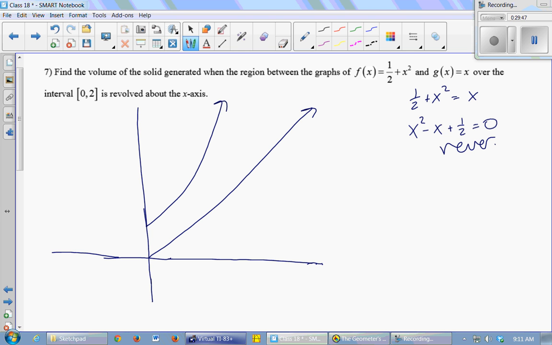Okay, so now I'm going to look from 0 to 2, the region between these two graphs. So 0, here's 2. So this is my region that I'm going to rotate about the x-axis. What are my cross sections going to look like? Washers, yeah. Except for this one at the very end, it'll be a disc, right?